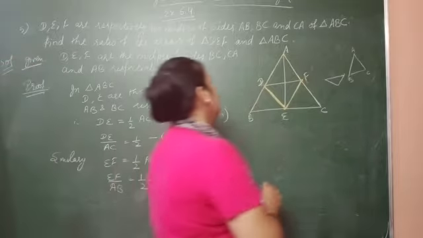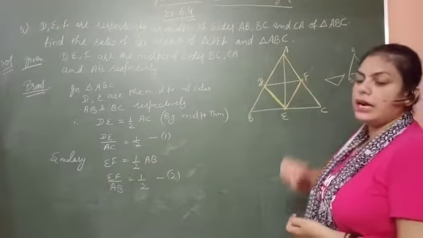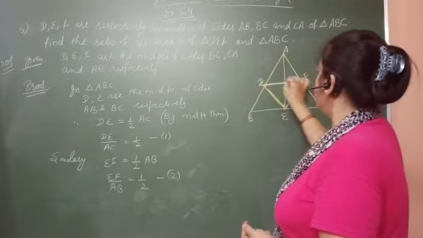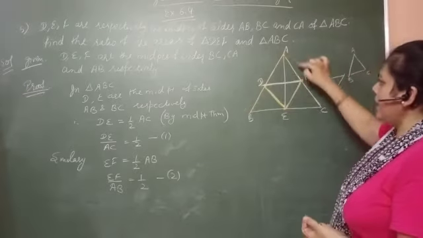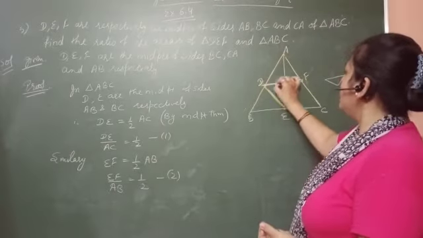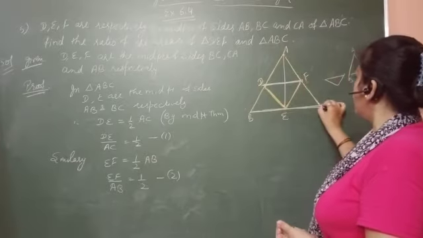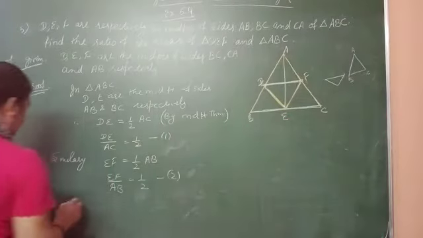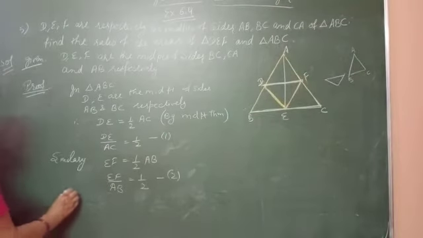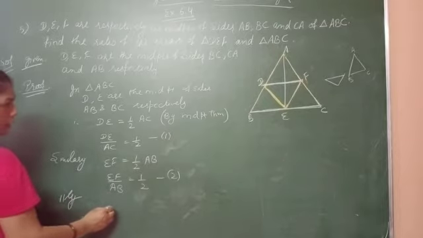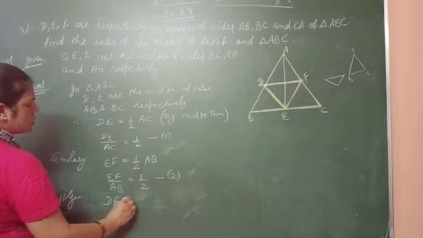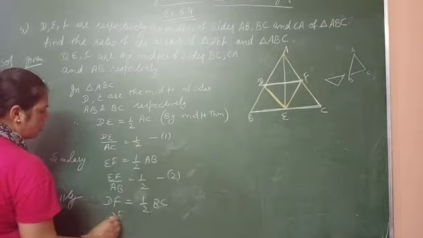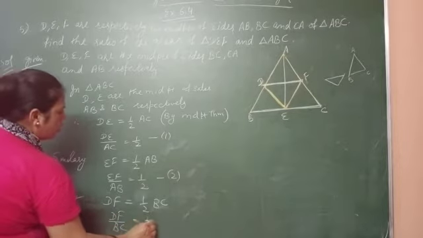Same as it third, when D and F are the midpoints of AB and AC and we join these two midpoints, then this line is parallel to the third side, that is BC, and equal to half of it. Similarly, DF is equal to half of BC, and DF over BC, the ratio, is equal to half.